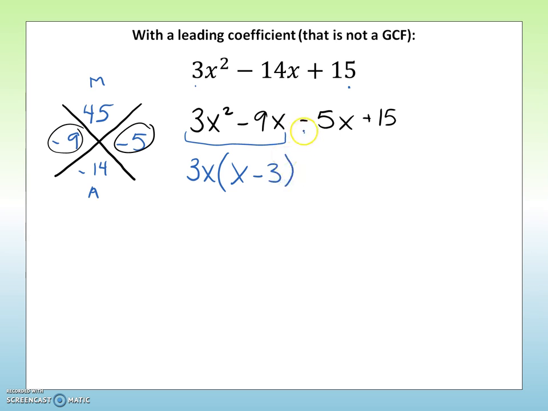Then we just do the same thing for the second two terms. GCF between negative 5x and 15 is negative 5. And when we factor that out from here, we're left with x minus 3.